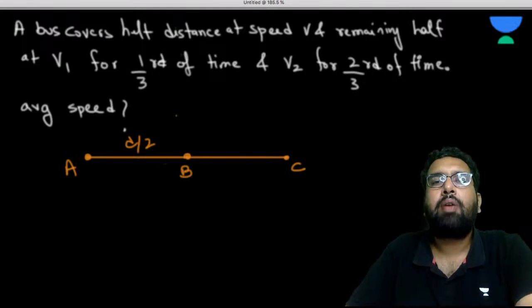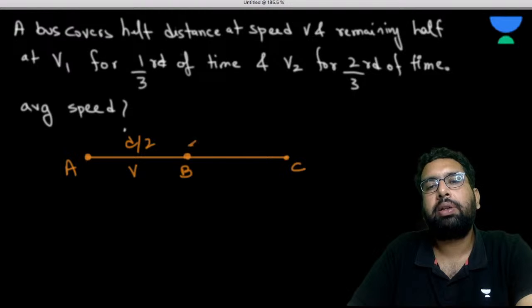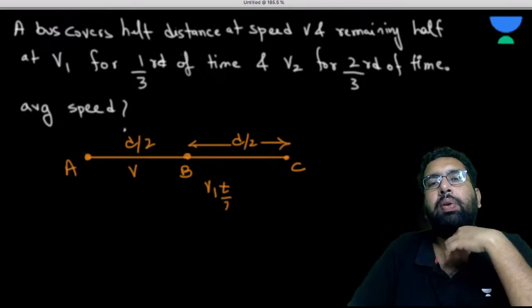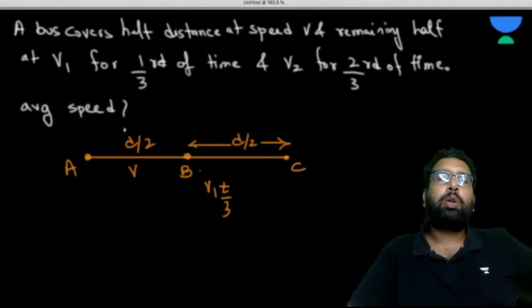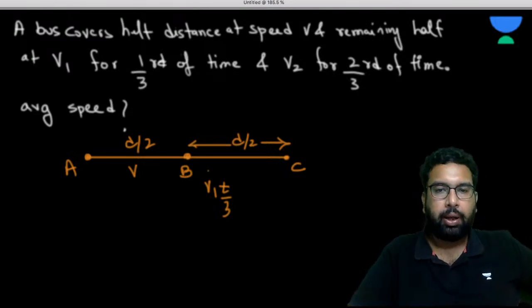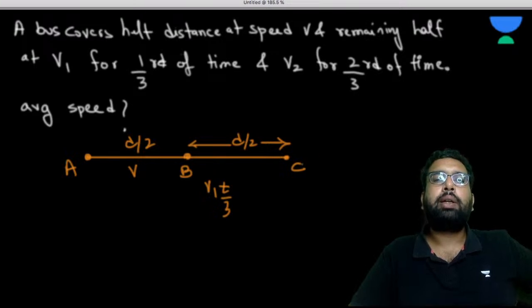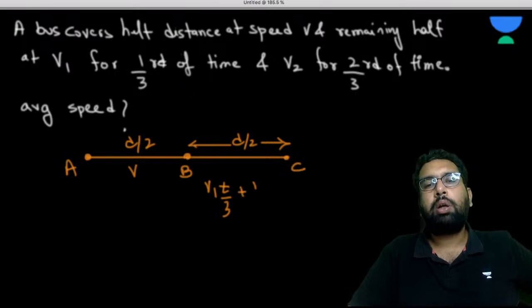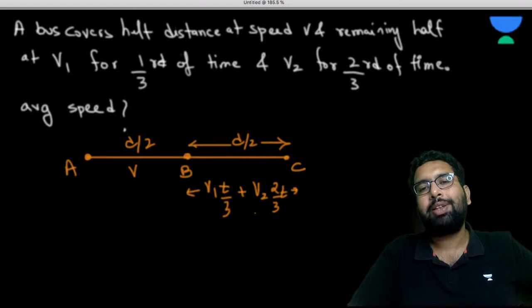So the bus covers half distance at a speed V. So D by 2 distance is covered with a speed V. And the remaining half at V1. So this is D by 2, and this is covered at V1. In what time? T by 3 of time. Let's suppose from B to C it takes T time. So one third of this time he has traveled with a speed of V1, and two third of this time he has traveled with a speed of V2. So this distance has to be equal to this, right?